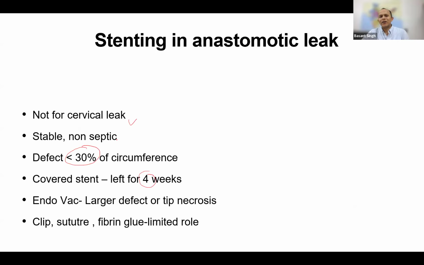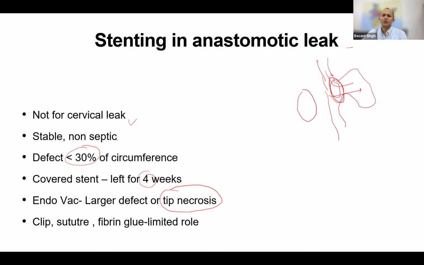When do you use endovac? Endovac is used for larger defects or if there's any evidence of necrosis. Okay, so if you have a very large defect, your stent cannot cover that. If there's necrosis also, we don't place stents there because it will interfere with the vascularity. So what we use endovac for, suppose this is the esophagus, okay, and there's a large defect here. Okay, so here we use this endovac. We put this vac here and it creates negative pressure here, and slowly this cavity will collapse.